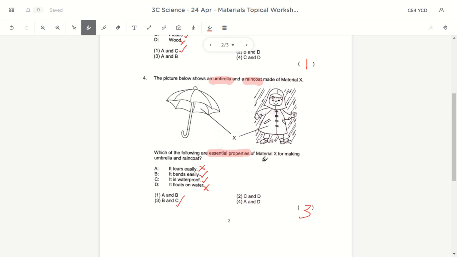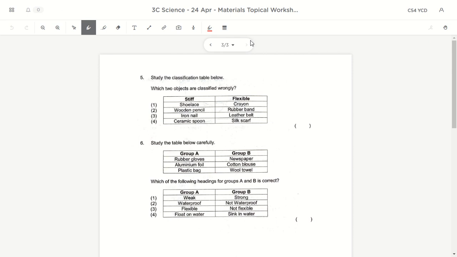So think about the properties of the material and the function of the object. Alright, which one is classified wrongly? I want the thing that is wrong. Which one is classified wrongly? I have stiff, I have flexible. So these are opposite things. Flexible means can bend, stiff means cannot bend. Just make sure we understand.